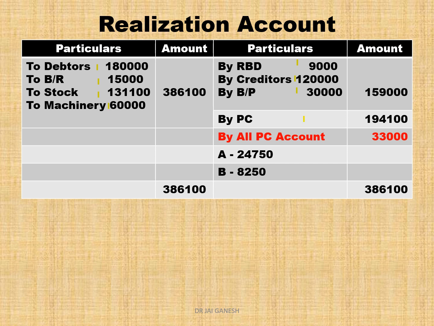Then we write by purchasing company 1,94,100. This is in the form of PC. So thereby you get a realization loss 33,000. Distribute 33,000 to both the partners in profit sharing ratio.